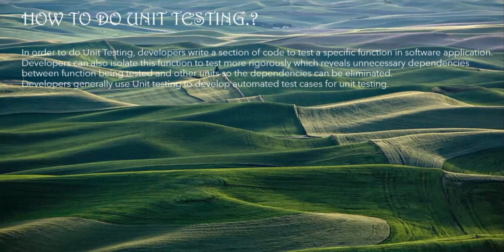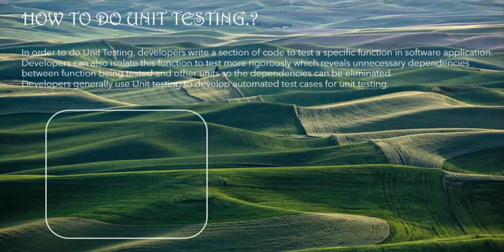Developers can also isolate this function to test more rigorously, which reveals unnecessary dependencies between the function being tested and other units, so that dependencies can be eliminated. Developers generally use unit testing to develop automated test cases. Obviously, this is the most important thing, friends. Once unit testing is done, when it is handed over to the software testing people, they make use of these test case scenarios and functionalities. So what happens? The bug which is not found by unit testing can be found by automated test cases.